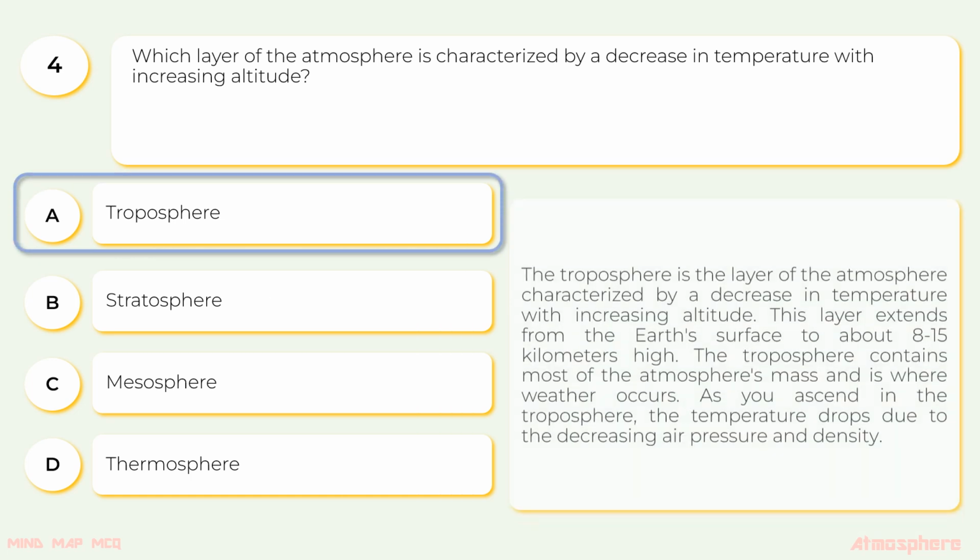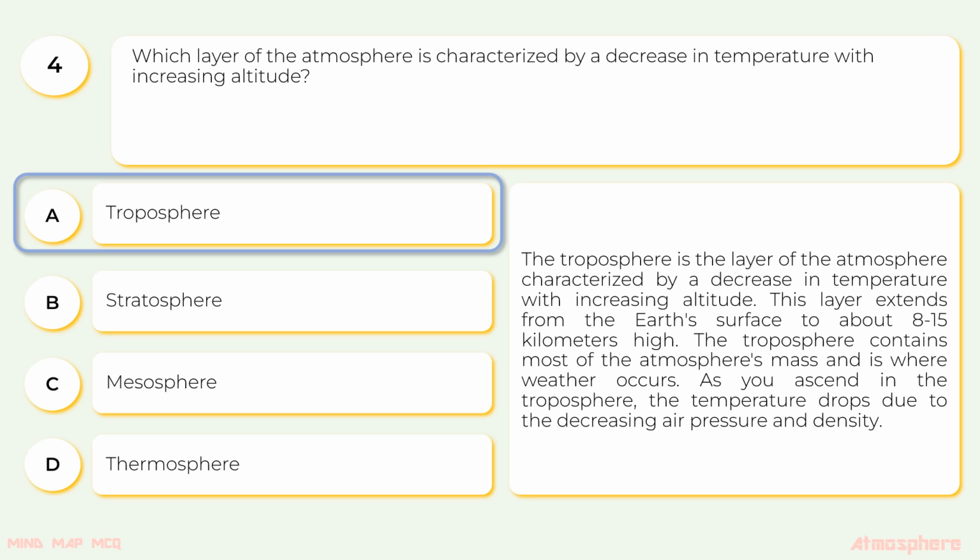Troposphere. The troposphere is a layer of the atmosphere characterized by a decrease in temperature with increasing altitude. This layer extends from the Earth's surface to about 8 to 15 kilometers high. The troposphere contains most of the atmosphere's mass and is where weather occurs. As you ascend in the troposphere, the temperature drops due to the decreasing air pressure and density.